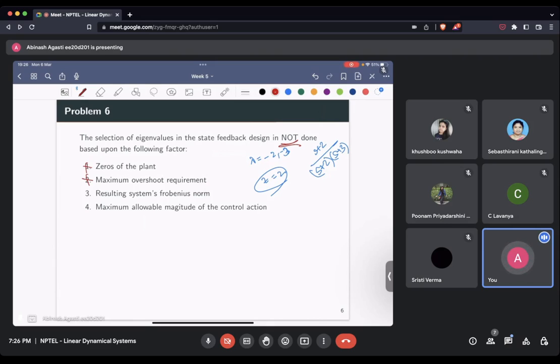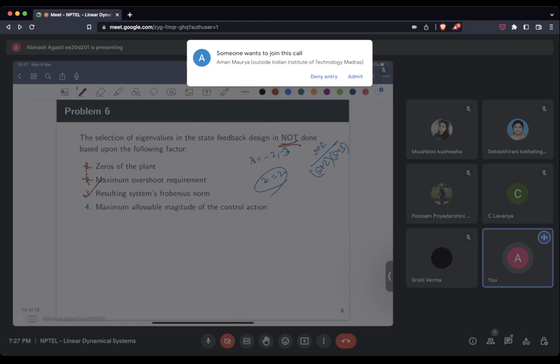Then what do you think about the resulting system's Frobenius norm? This is a very unrelated quantity. It might so happen that there is a correlation between the system's Frobenius norm and where we should be placing the eigenvalues, but there is no direct causation at all. So this is not necessary when we are trying to find out where the desired eigenvalues should be.